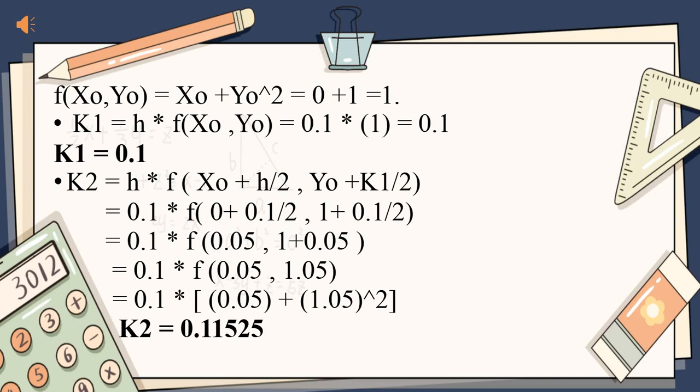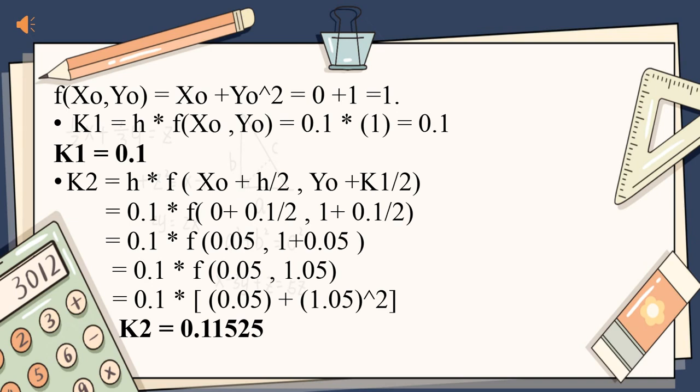Here we first of all calculate the value of function f, which is a function of x0, y0. We substitute x equal to x0 and y equal to y0. Based on that we get x0 plus y0 square, which is 0 plus 1, equal to 1.